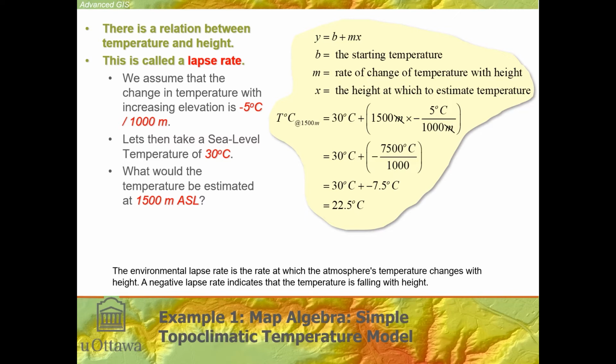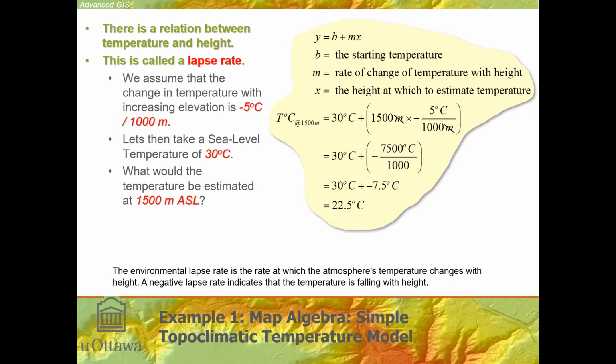If we have a sea level temperature of 30 degrees Celsius as our starting point, we could ask, using a basic linear equation, what would be the temperature at 1,500 meters above sea level? So it's 30 degrees at sea level. What about at 1,500 meters, 1.5 kilometers?